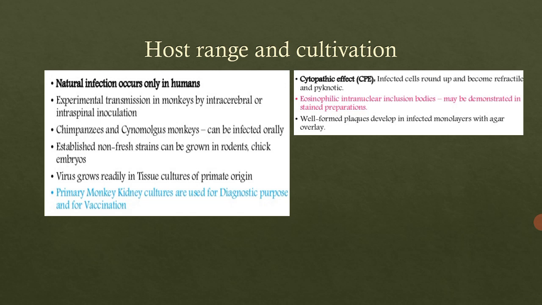What is important in this is which tissue cultures we can use for cultivation, and what is the host range, that means who are the hosts for this virus. Normal human is the natural host, right? Then the hosts can also be monkeys, and the chimpanzees plus the cynomolgus monkeys.